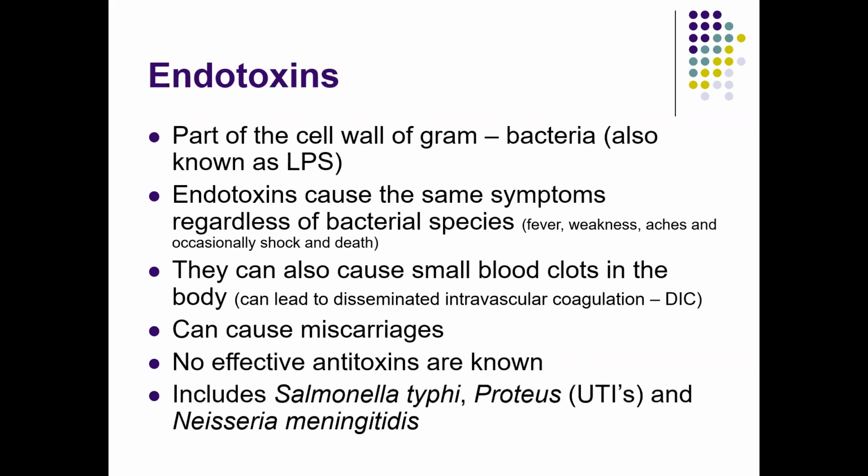Okay, so we've got Salmonella typhi, which causes typhoid fever. Various different types of bacteria cause urinary tract infections, and then Neisseria meningitidis, which is one of the causes of meningitis. So these are diseases that are linked to endotoxin. Okay, so gram-negative bacteria, those are the diseases that are associated with it.